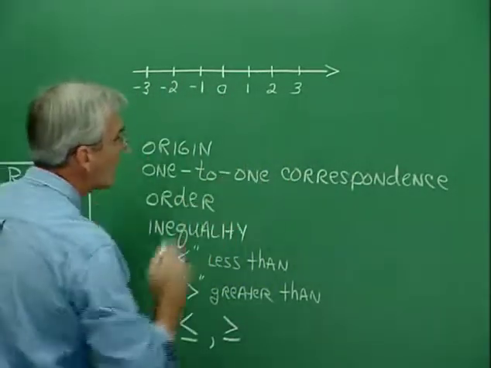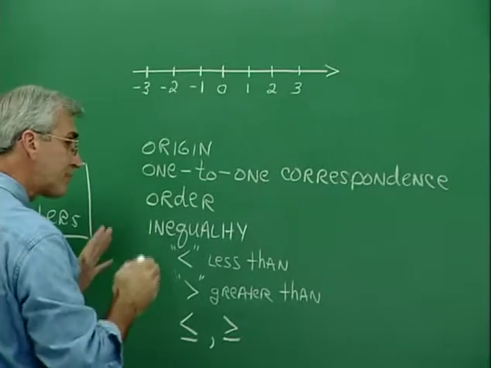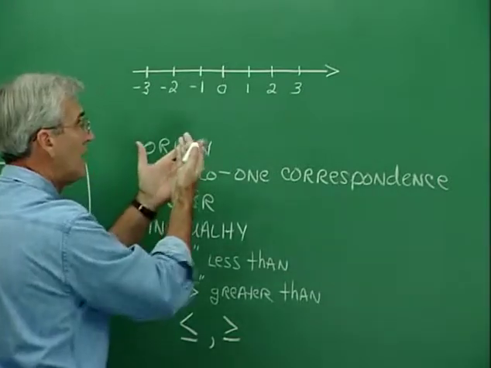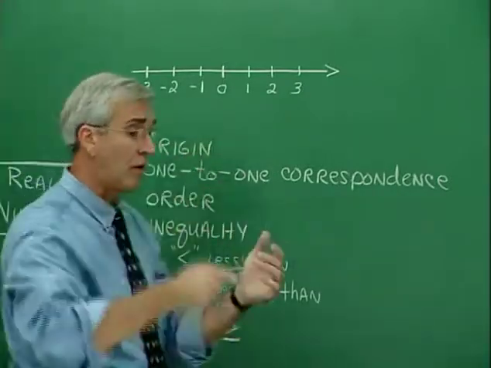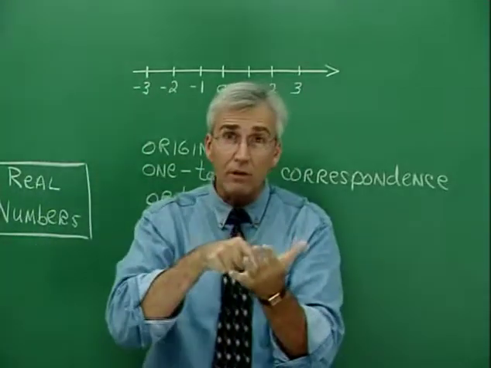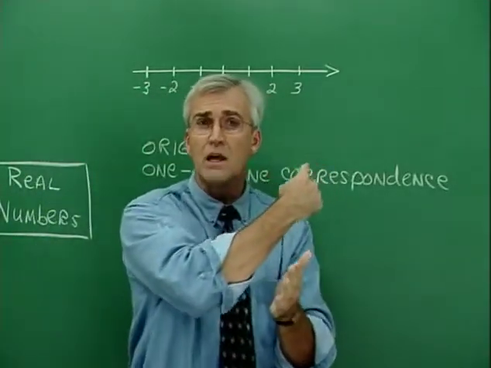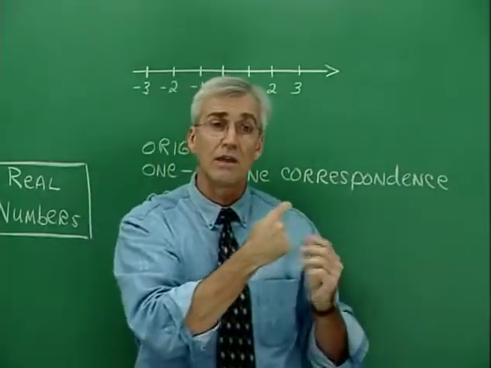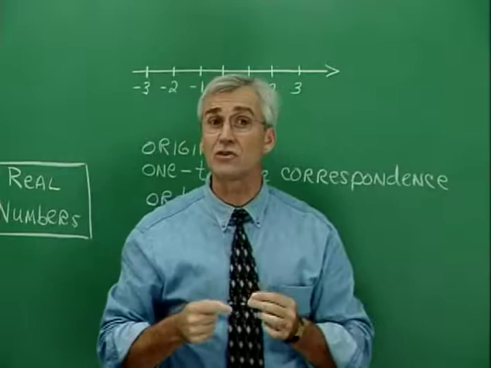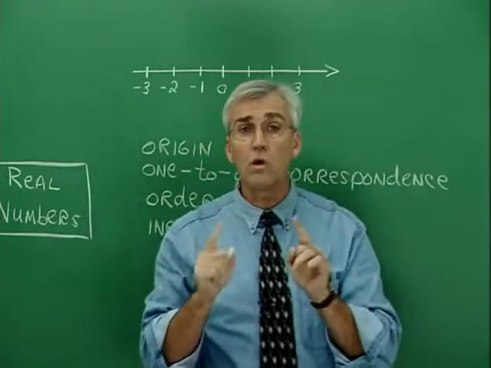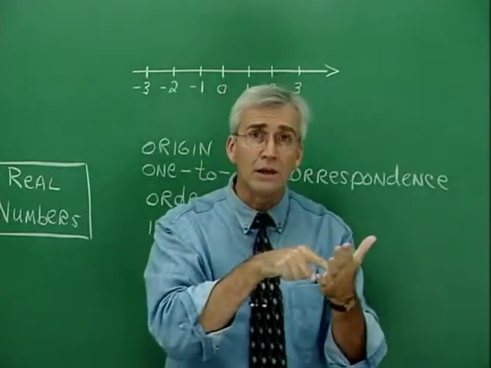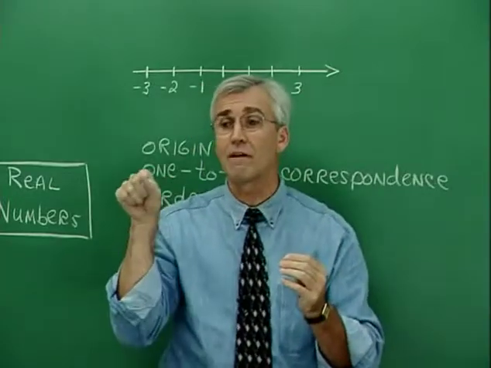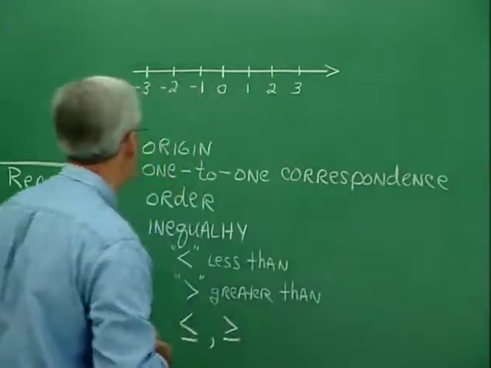There is a one-to-one correspondence between points on this number line and real numbers. That is, for every real number, there's a point on the number line that is its graph. And for every point on the number line, there is a real number that is its coordinate. So one-to-one correspondence. For every one number, there is one point, and for every one point, there is one number.